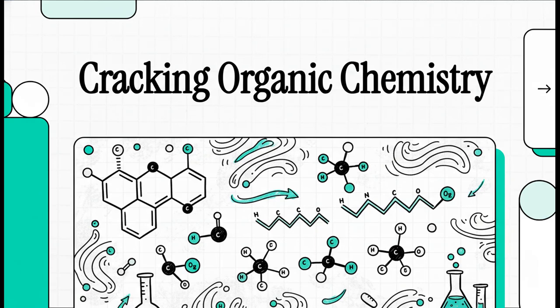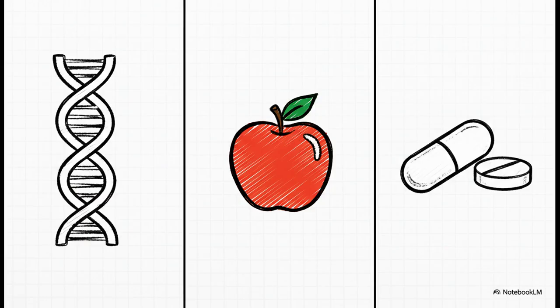All right, let's jump right in. Today we're going to crack the code of organic chemistry. Think of it as learning the secret language of the very molecules that make up, well, everything. These aren't some far-off abstract things. We're talking about the molecules in you. They're in your DNA, the food you just ate, even the medicine you might take. They are literally the building blocks of life.